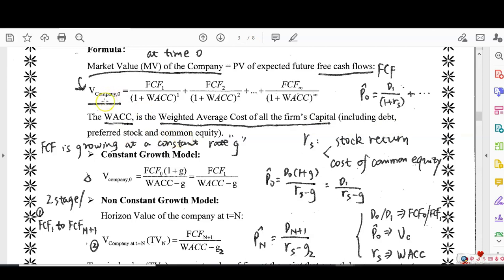For this corporate valuation model, we also have a constant growth version if free cash flows are growing at a constant rate G forever. Then the value of the firm at time 0 becomes free cash flow 1 over (WACC minus G), which is also free cash flow 0 multiplied by (1 plus G) over (WACC minus G). Very similar to the constant growth model for the dividend discount model.